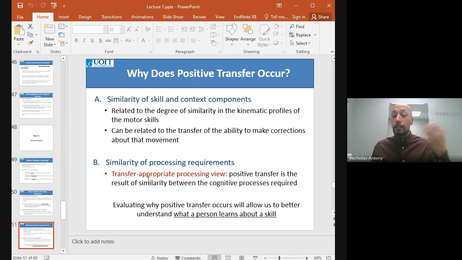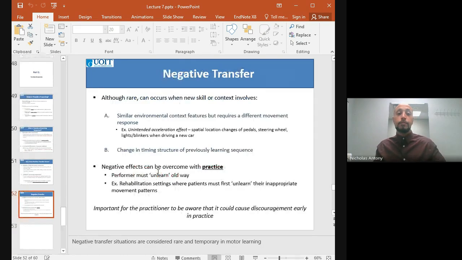Looking at it cognitively, and this is the whole concept of learning to learn, there's probably a similarity in the cognitive processing required. So with positive transfer, it occurs because the movements are similar, but also because the problem solving that occurs in the brain is similar. Does that make sense, everyone?